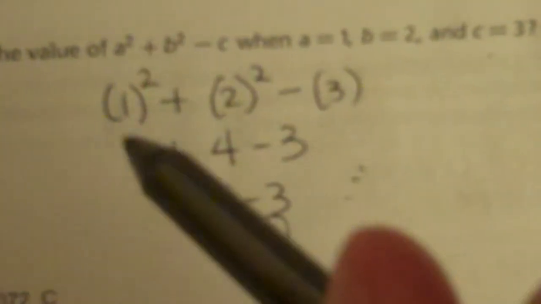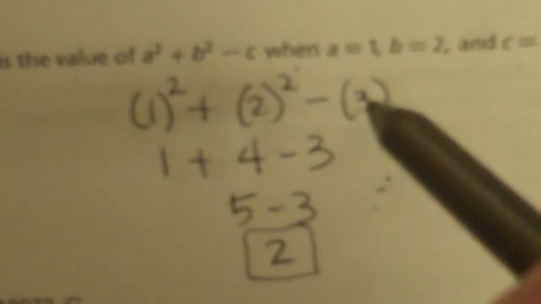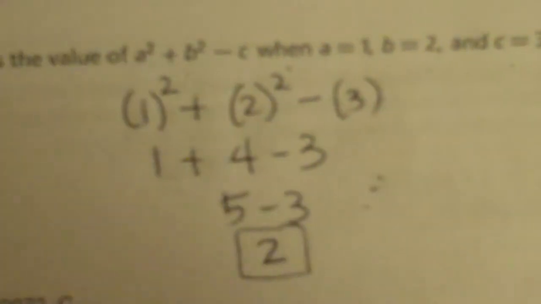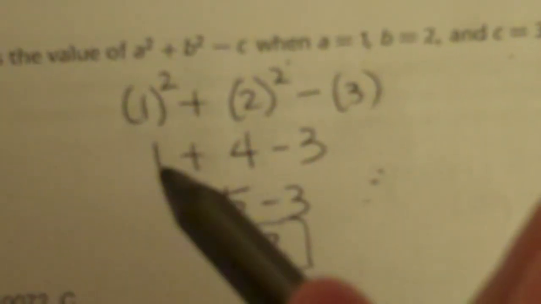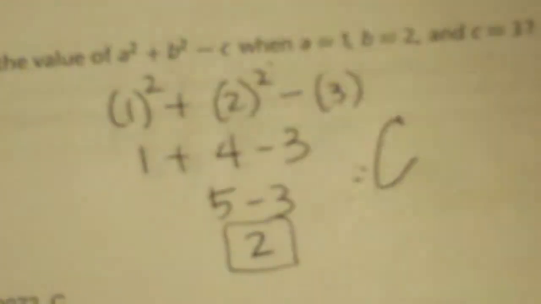So you take them, plug them in, use parentheses again, square, you get 1, square, you get 4. There's nothing to do with this, you just bring it down. Then work your way from left to right. Think about order of operations as you work through any of these. 1 plus 4, you get the 5. 5 minus 3 is 2. And this answer is C.